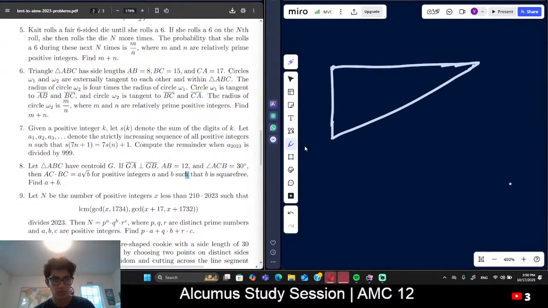Let's look at this one now. A, B is the smallest one. So this is right. This is 17. This is C, 8, and 15.